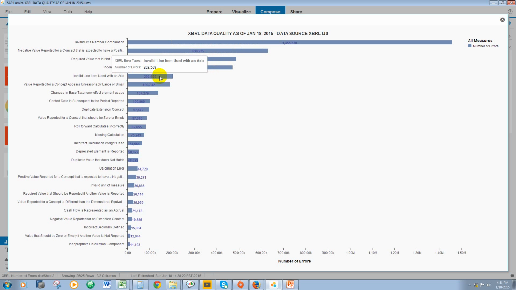And then the other major errors, like the significant or the critical errors, are calculation error, which is 44,720, and then positive value reported for a concept that is expected to have a negative value is 39,271, and then missing calculation is 75,243, incorrect calculation weight used is 64,564.